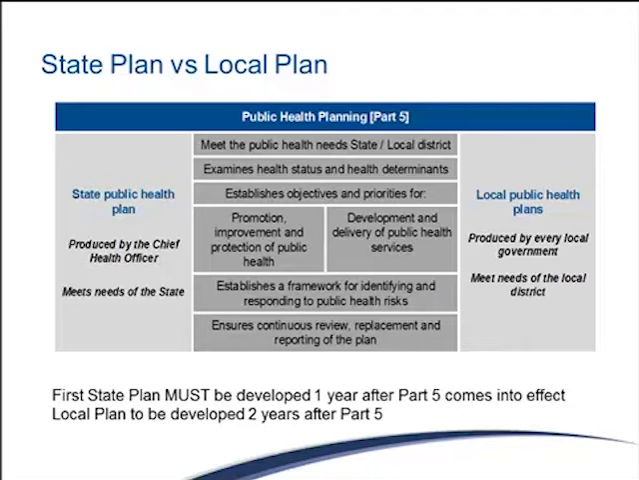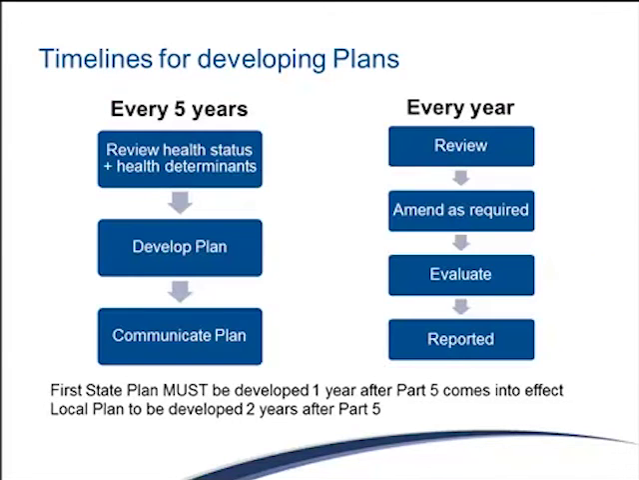The first state plan must be produced 1 year after Part 5 comes into effect, and the local plan must be produced 2 years after Part 5 comes into effect. Every 5 years, both state and local government must review the health status and health determinants, develop a plan, and communicate the plan. Each year, the plan must be reviewed, amended as required, evaluated and reported.